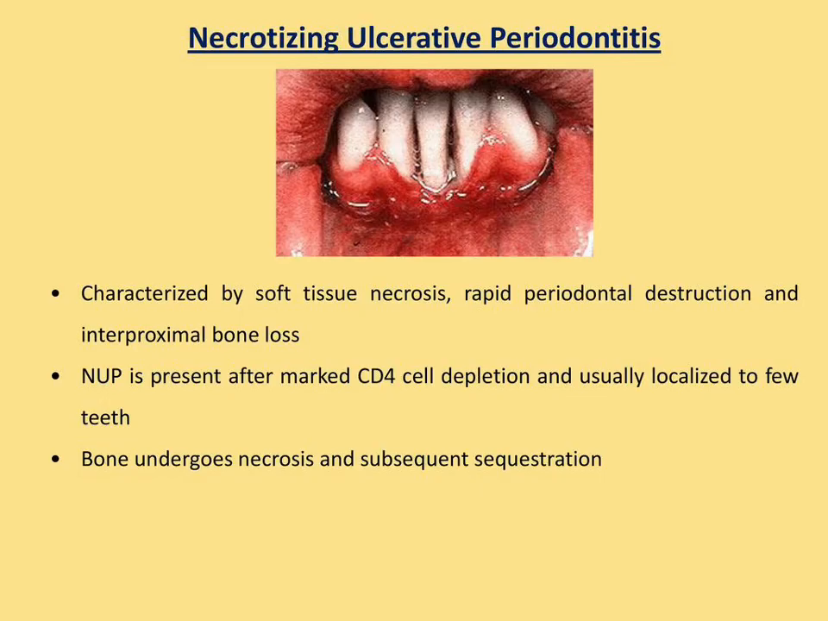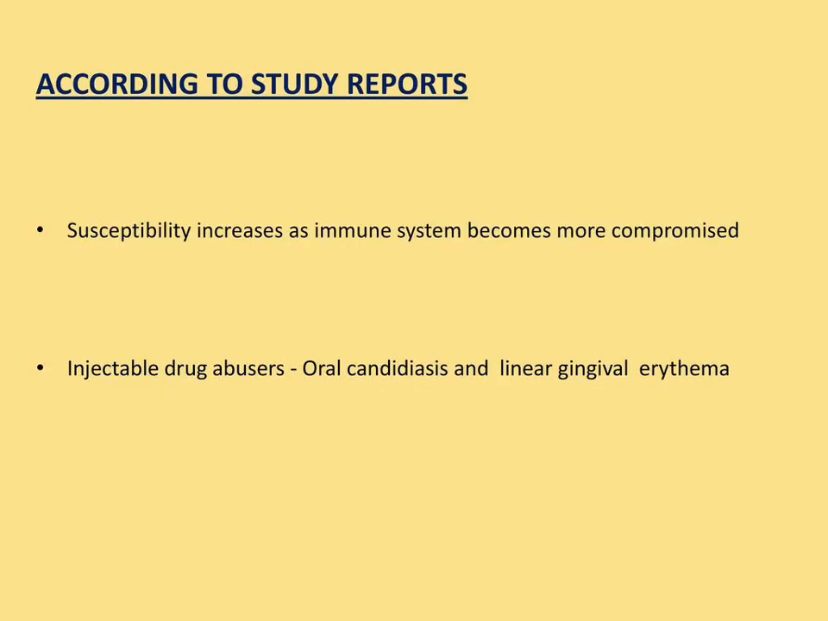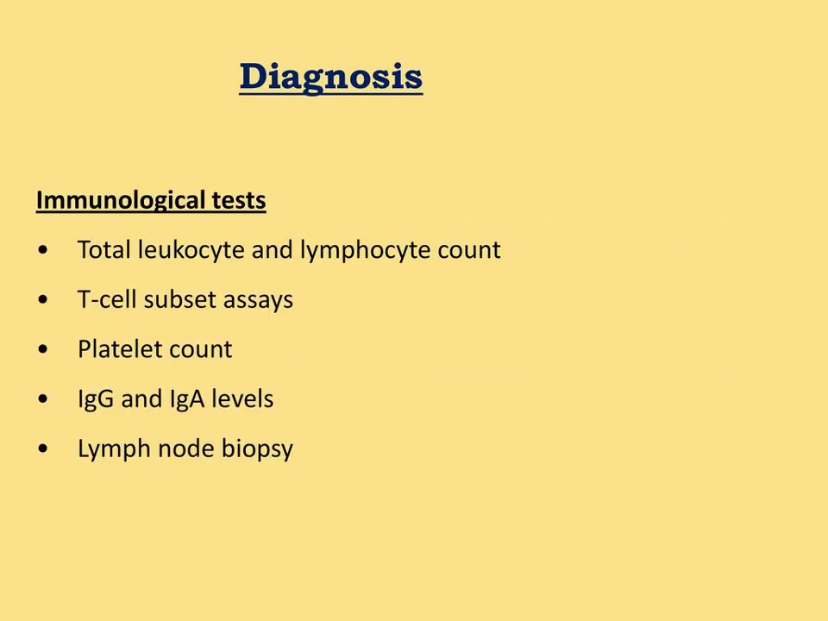Necrotizing ulcerative periodontitis is characterized by soft tissue necrosis, rapid periodontal destruction, and interproximal bone loss. It is present after marked CD4 cell depletion and is usually localized to a few teeth. Bone undergoes necrosis and subsequent sequestration. According to study reports, susceptibility increases as the immune system becomes more compromised. Injectable drug abusers, oral candidiasis, and gingival erythema are seen.